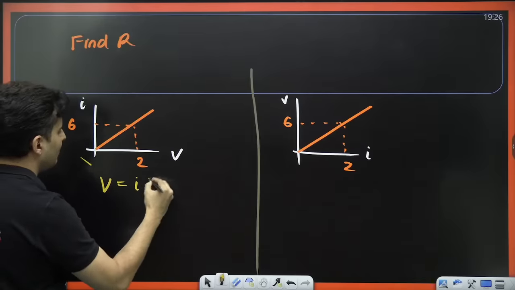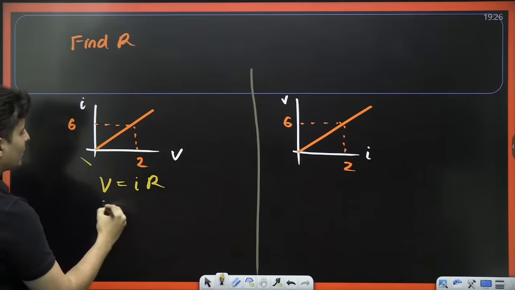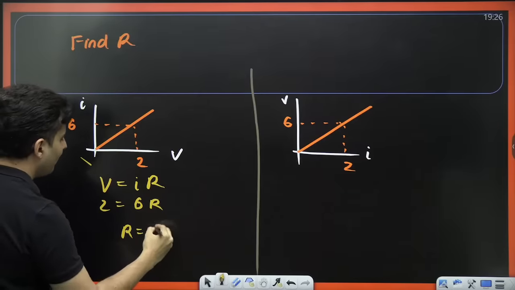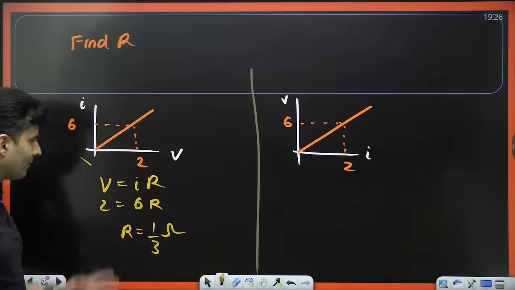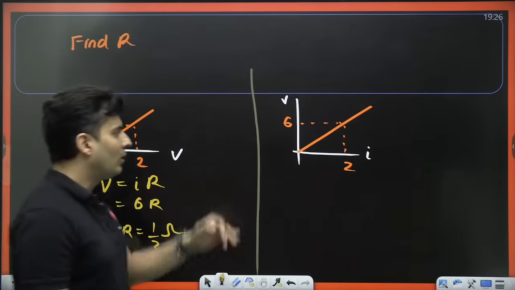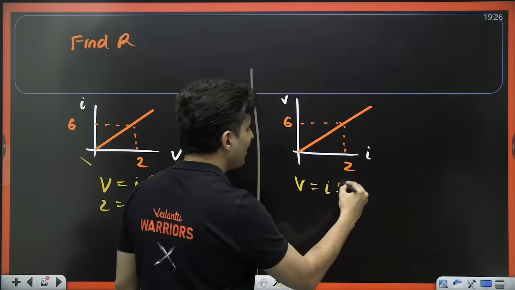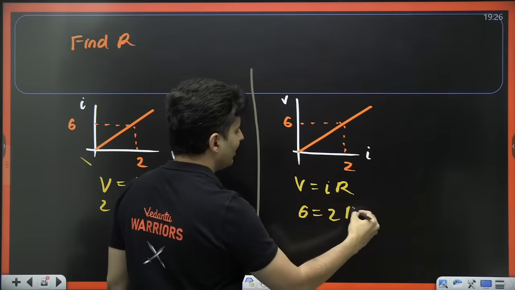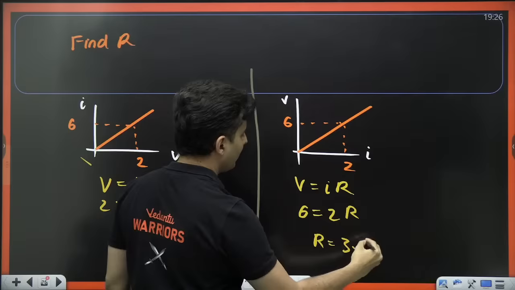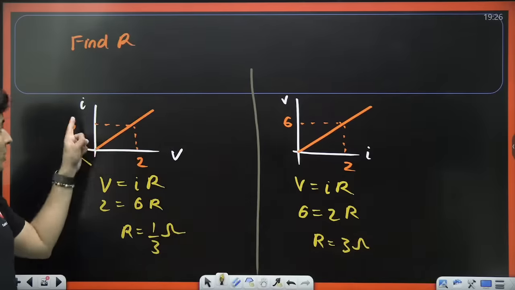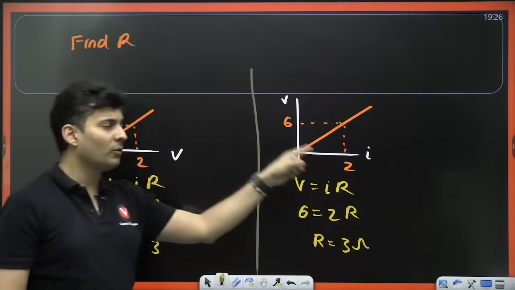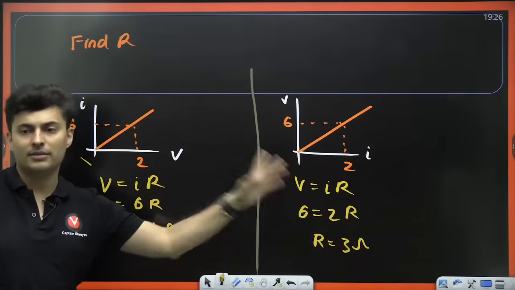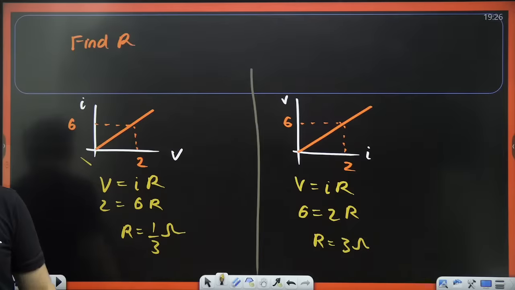Nothing is there in this problem. When the voltage is 2, the current is basically 6. So R will be 1 by 3 ohm. As straightforward as that. And over here, again using V is equal to IR, when the voltage is 6, the current is 2, so therefore R will be 3 ohm. So understand, you need to check whether it is current versus voltage or voltage versus current, or else you might get exactly different answers, reciprocals of them.